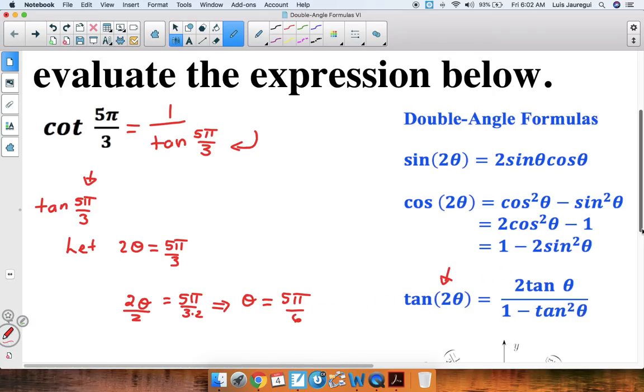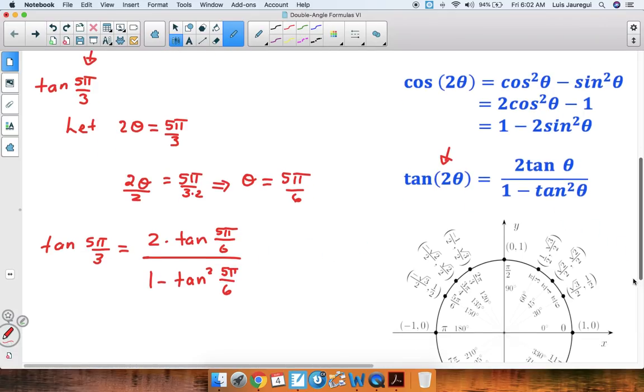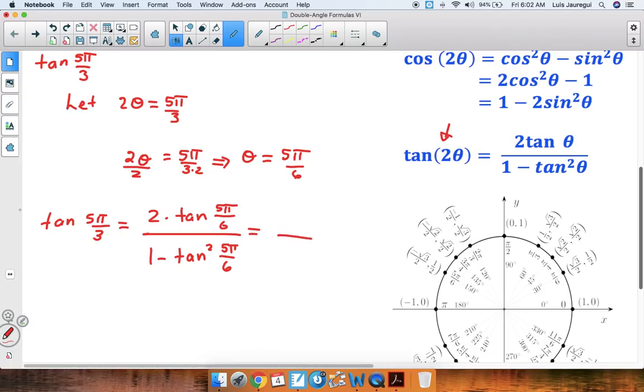Now, we can start to evaluate this expression for tangent. So we have tangent of 5 pi over 3 is equal to 2 times tangent of theta, but theta happens to be 5 pi over 6, divided by 1 minus tangent square of theta, which happens to be 5 pi over 6. Now our goal is to evaluate this. So let's evaluate tangent of 5 pi over 6.